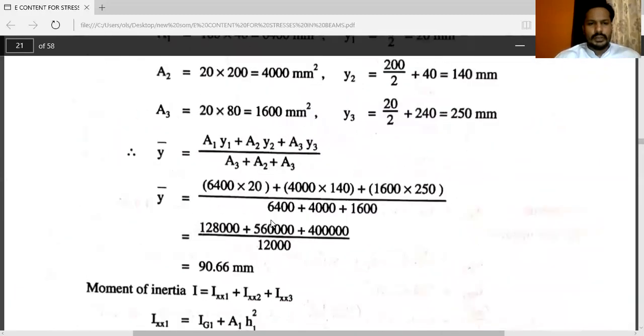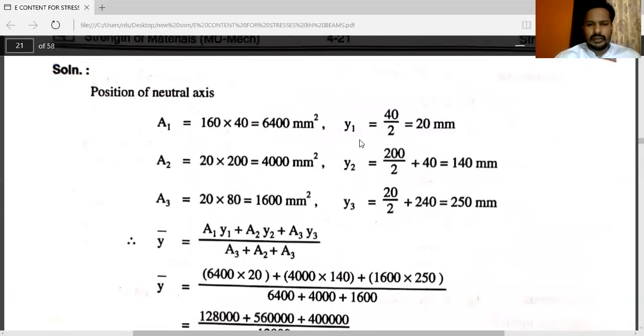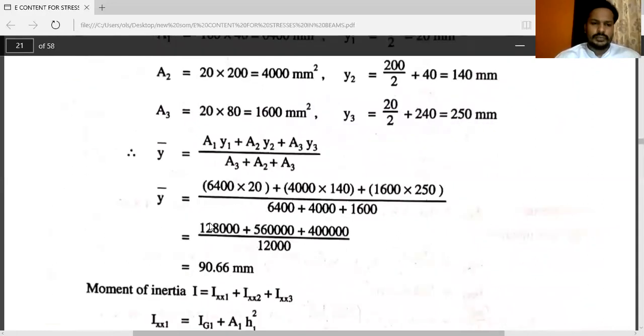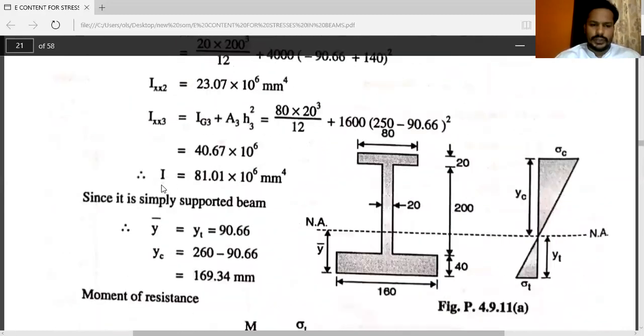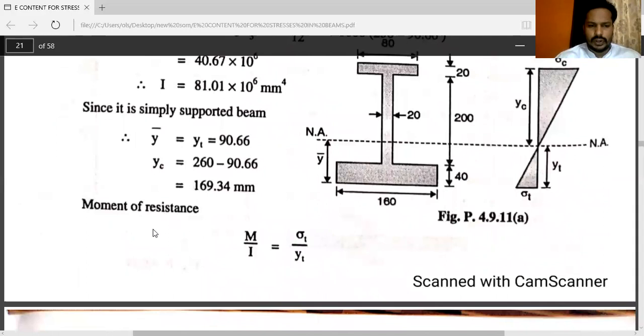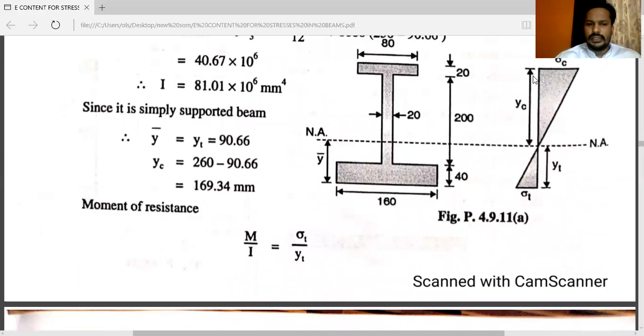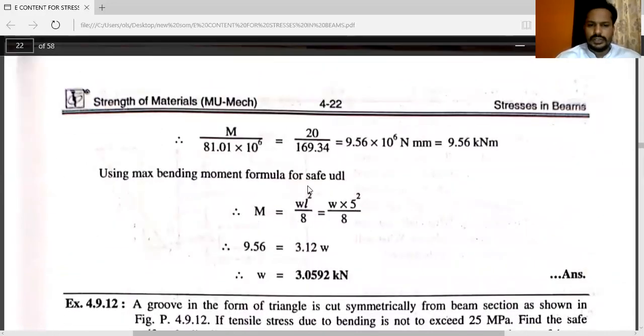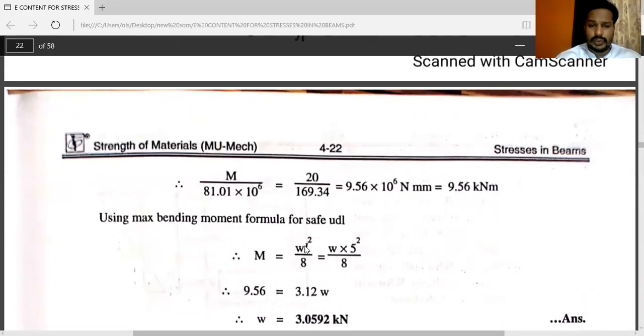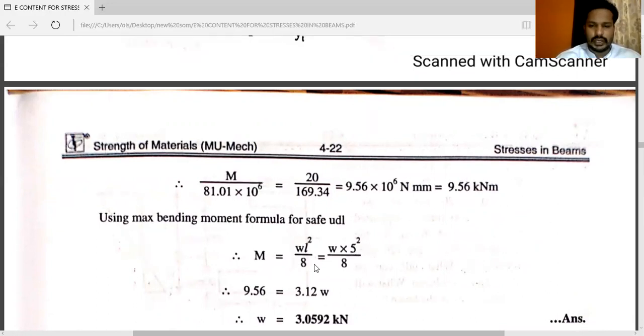So it is a very simple problem. First of all, you have to take the area, then y1, y2, y3, then y bar, then moment of inertia. After getting the moment of inertia, by putting the values of yt and yc, you can calculate the moment of resistance. After calculating the moment of resistance, you can calculate the safe UDL by using the formula M is equal to WL square by 8. Very simple formula. By using this, you can calculate the value of W.